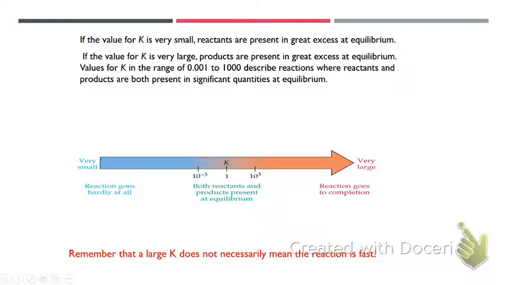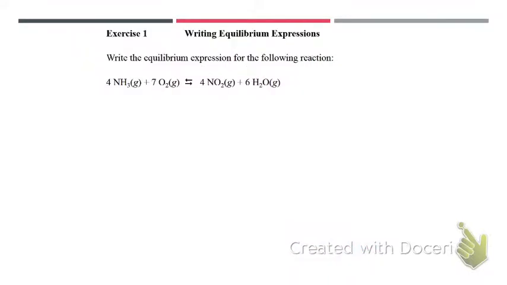So here we have just a little visual of when the K value is very large. And remember, a very large K doesn't mean that it's kinetically a very fast reaction. So I can have a large K, but it might just be a very slow rate in terms of the kinetics. Okay? So here we go.